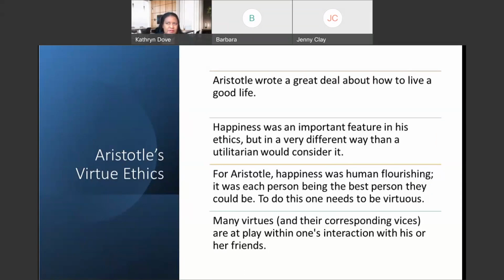So in this Module 3 discussion forum, we're looking back as if we've lived 99 years, and we're reflecting on the moments where we felt the happiest, and we're talking about human flourishing and virtuous behavior, and looking at whether or not that virtuous behavior helped us be happy and to flourish more. Aristotle believed that many virtues and vices are at play within one's interaction with his or her friends.